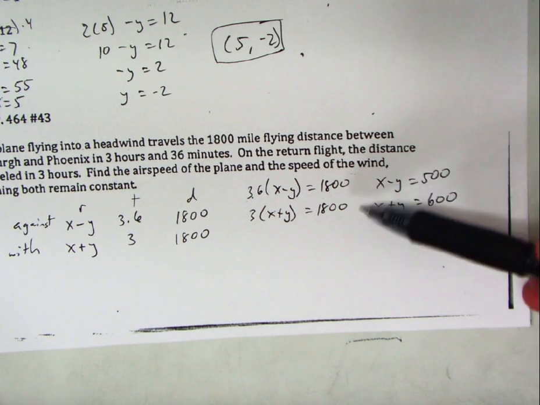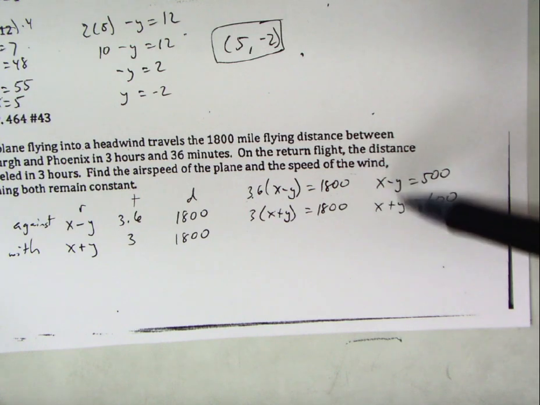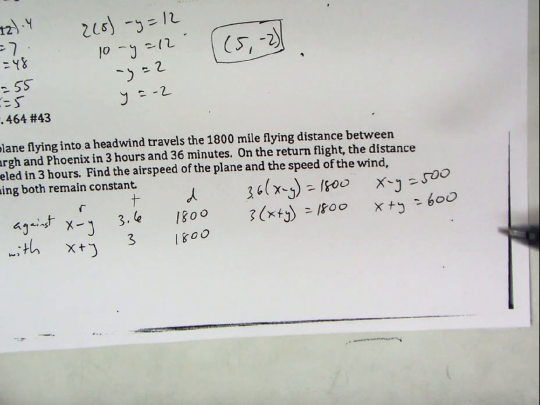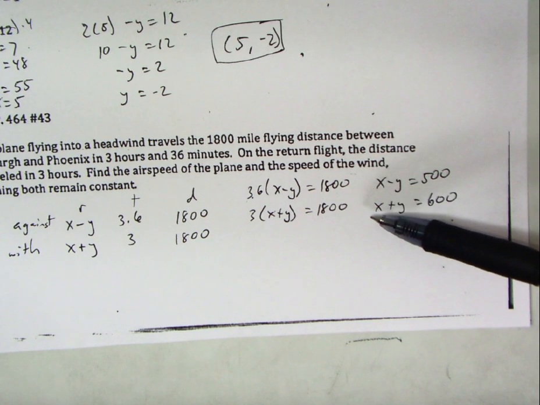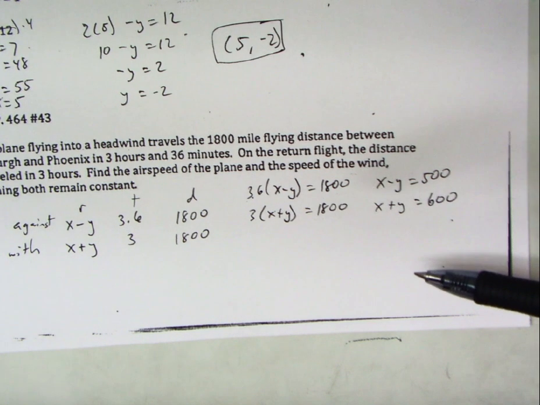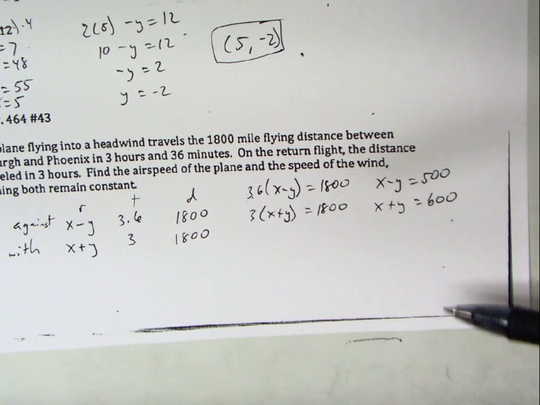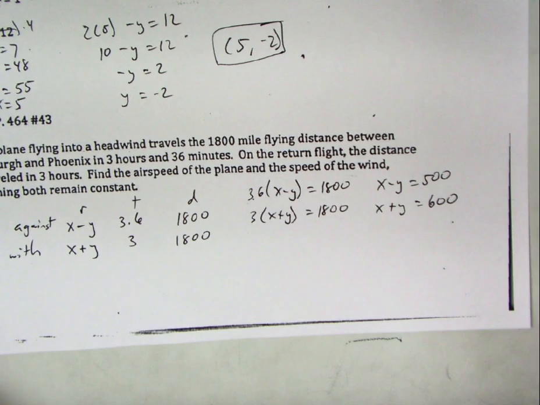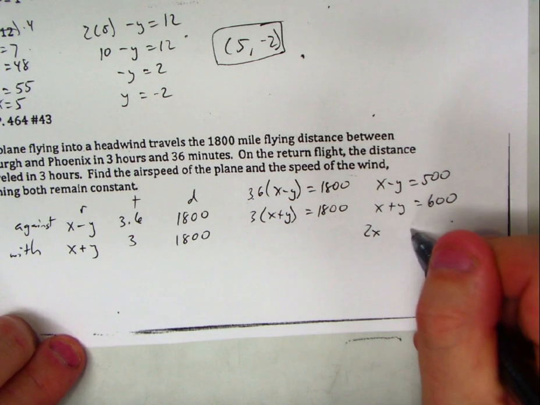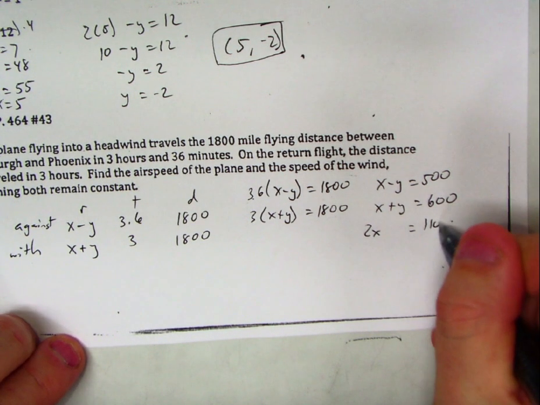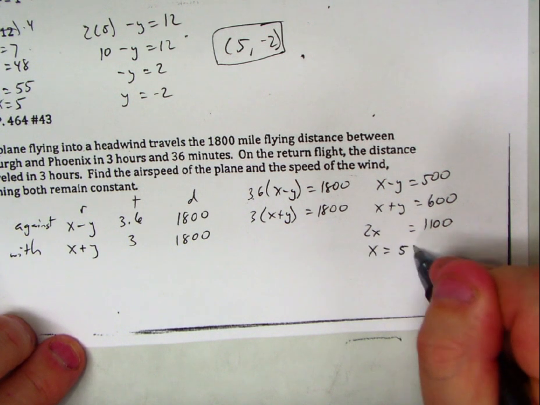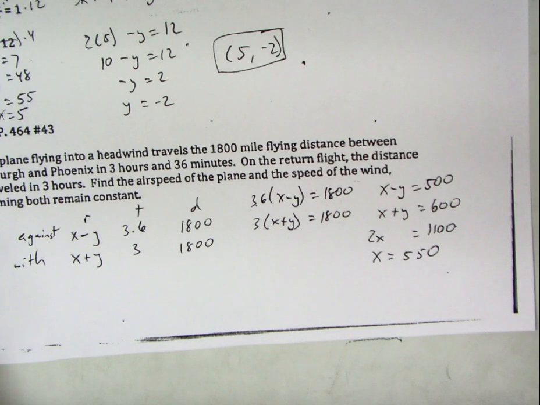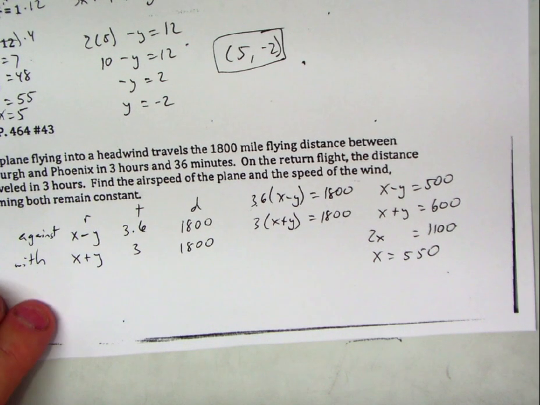Now notice how easy this is to use elimination. The y's are going to cancel right away. One of the biggest mistakes students make when they add these is forgetting that 1x plus 1x is 2x, which sounds kind of silly, but I find that mistake made more than most mistakes in these problems. So when I add these, x plus x is not x, it's 2x. The y's cancel, 1,100, divide by 2, so x equals 550. So that's how fast the plane's going, which we'll write out here in a second.